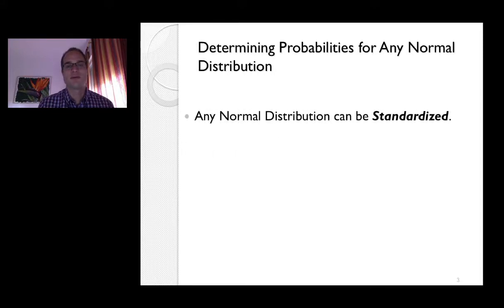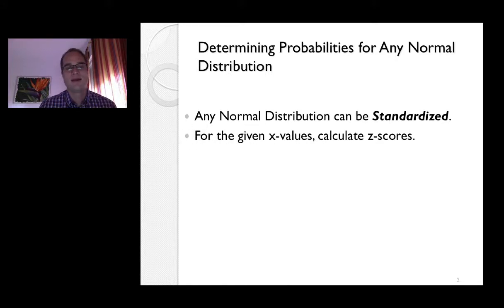So, determining probabilities for any normal distribution, it's important to recognize that any normal distribution of data can be standardized. It doesn't matter if we're talking about height or volume or speed or grades. Whatever the unit is, we can standardize it, and standardization means that we're going to make it so the mean is 0 and the standard deviation is 1.